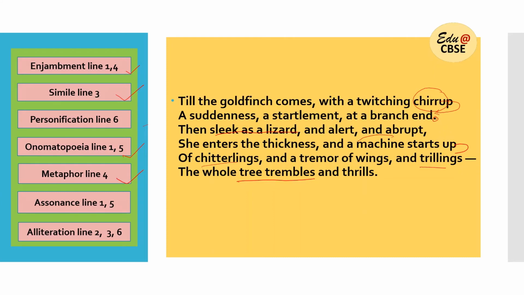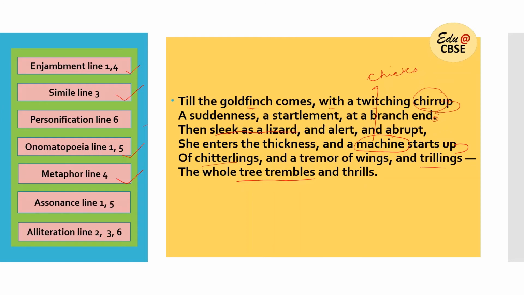So obviously the word machine, because it is actually denoting the chicks in the nest. So this is a metaphor. Then we have assonance in line 1 and line 5. Coming to line 1, here we have the I sound again: finch, with, twitching, chirrup. So again it is assonance.